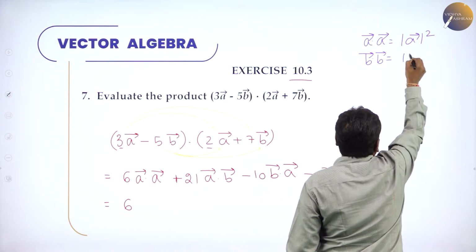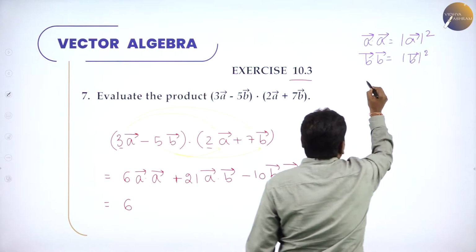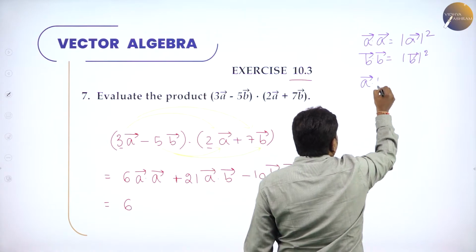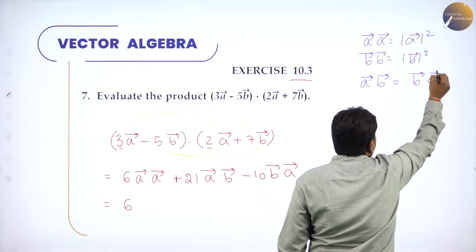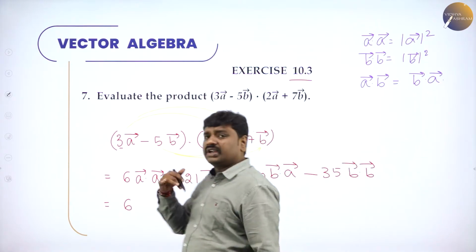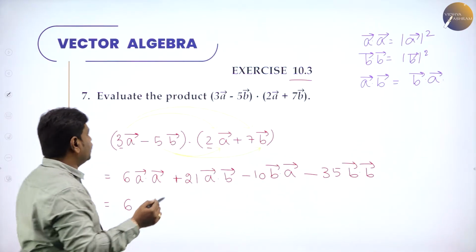B dot B is magnitude B square. And one more interesting fact is dot product is commutative. A dot B value is same as B dot A. Or B dot A is equal to what? A dot B. So now you can interchange.